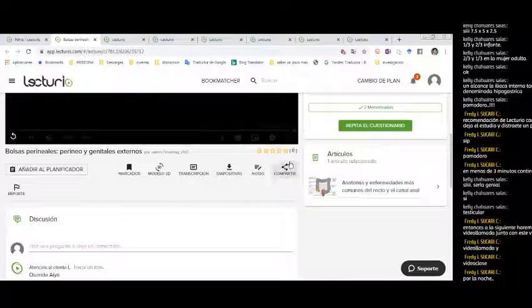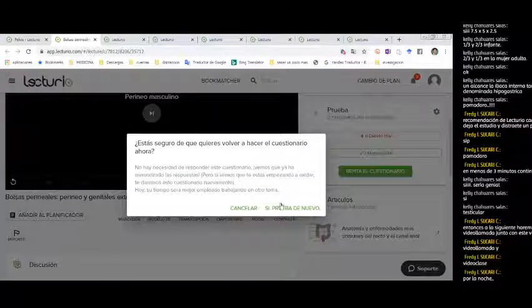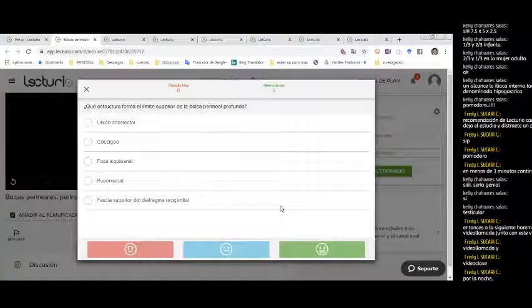Preguntas. ¿Qué estructura forma el límite superior de la bolsa perineal profunda? Profunda. A ver. Este es el piso pélvico, tenemos la membrana perineal y tenemos la piel, si no me equivoco. Son 3 cositas. Ahora el profundo quedaría aquí, bolsa perineal profunda y aquí la bolsa perineal superficial. Me está diciendo cuál es el límite superior de la bolsa perineal profunda, y es el diafragma pélvico o piso pélvico.